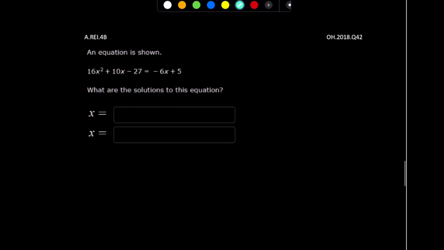Alright, 16x squared plus 10x minus 27. Let's rewrite this over here because we're going to have to do some algebra. Equals negative 6x plus 5. Alright, so remember, I said we want to make sure that all of our stuff gets on the same side of the equal sign because we need this to be ax squared plus bx plus c equals 0. So let's make this equal 0.